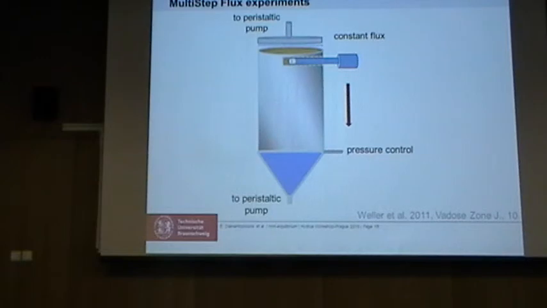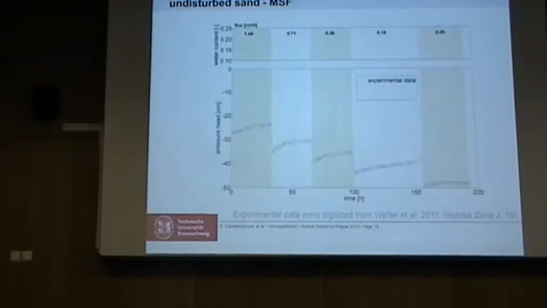We have a saturated soil column, we apply constant flux, we measure here the pressure head near the soil surface, and then we apply this pressure head at the lower boundary. More or less, we are forcing the system to achieve these unit gradient conditions. And we can do this also in a stepwise manner. So I will show you here results.